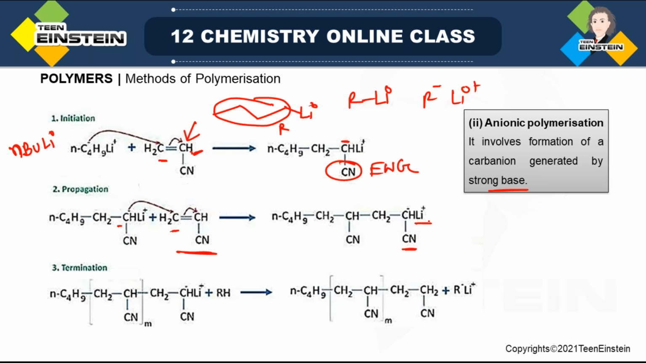Finally, we need termination, and for that, suppose we are using some RH. This RH provides the H. The negative charge is very strong, so it can take this proton. The R will be removed, and RLi is ultimately removed. So finally we get the polymer.